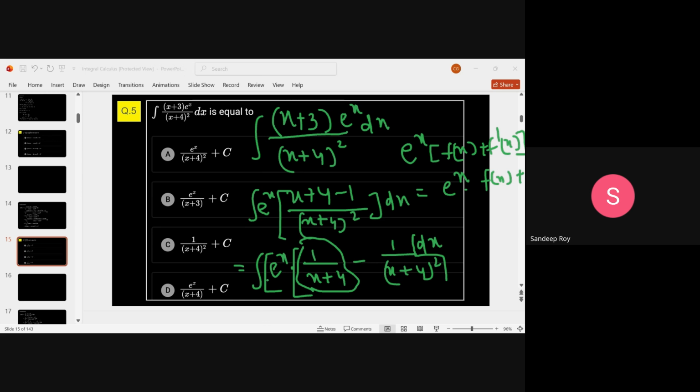So we can write it in this form. Then from here you'll get f of x. The f of x value is 1 upon x plus 4. So the final answer will be e to the power x times 1 upon x plus 4, plus c. So option D is the right answer. This is the standard property of integration. This is how we can proceed here. Now we'll go to the next question.